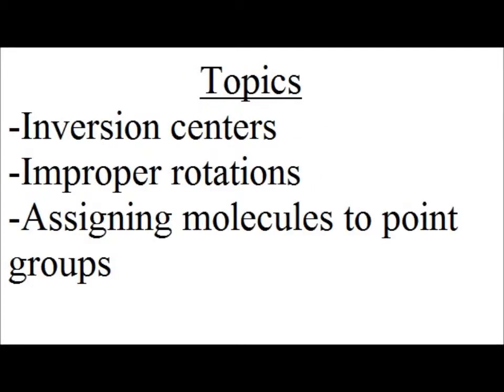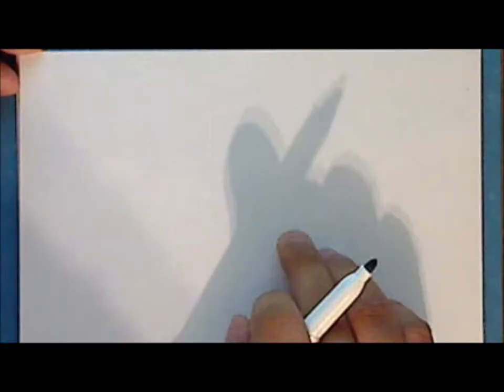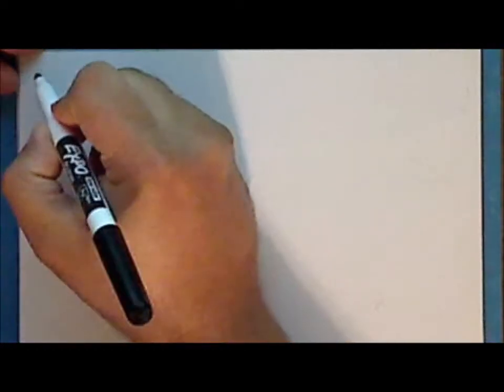Welcome to the sixth lecture in Applied Math. The topics that we will explore in this lecture include inversion centers, improper rotations, and assigning molecules to point groups. Okay, so we'll start with the exercises from the previous lecture.